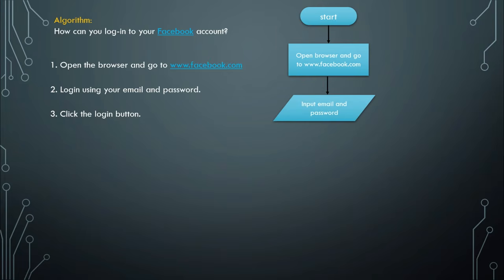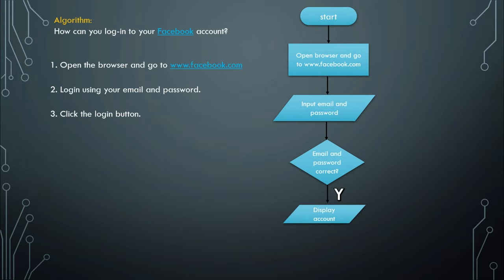And then, kailangan natin mag-input. So, input and output box ang gagamitin natin. Input the email and password. Then, next is magde-decide tayo. Bakit tayo nag-decide? Kasi pwedeng mali yung password mo, pwedeng tama. So, kailangan natin ng decision box. So, if the email and password is correct, yes, display the account. Diba? Makakapasok ka na. And then, pag mali, so, babalik ka ulit sa input email and password.